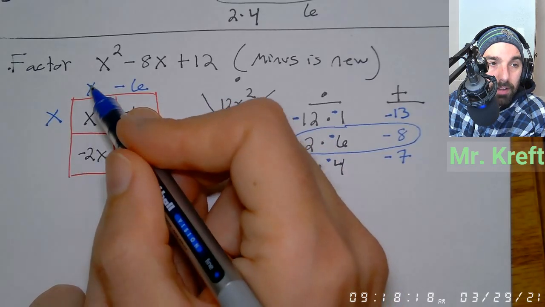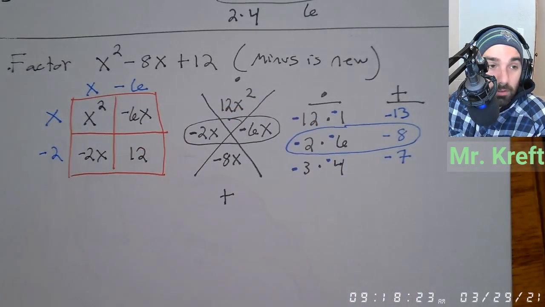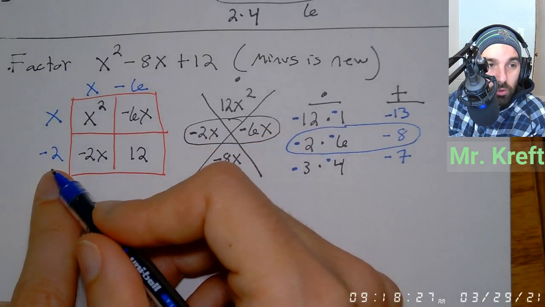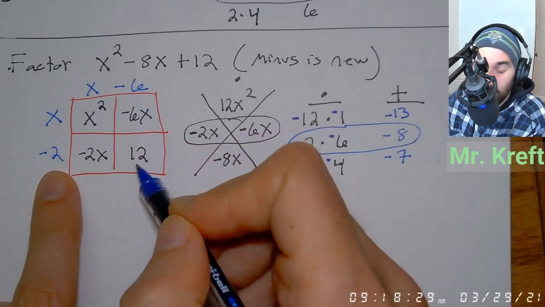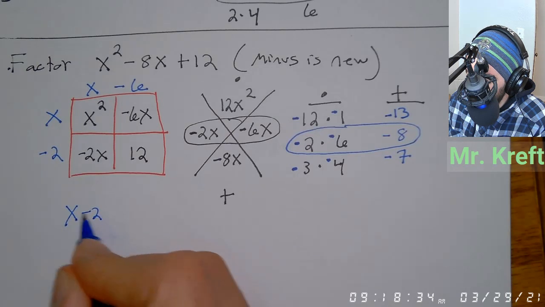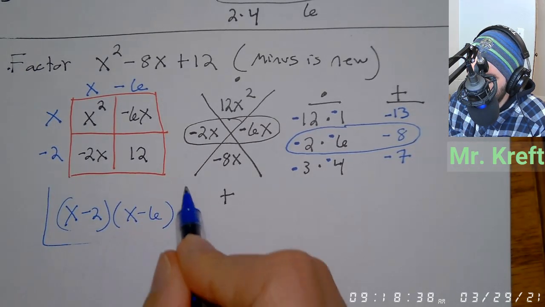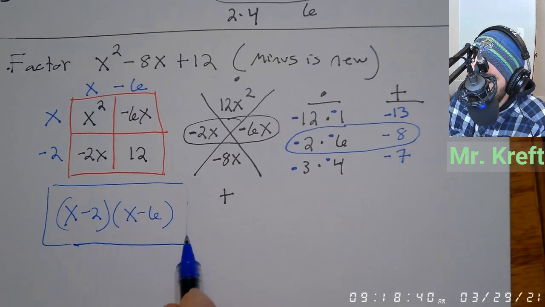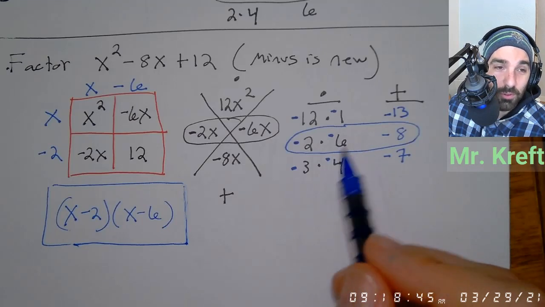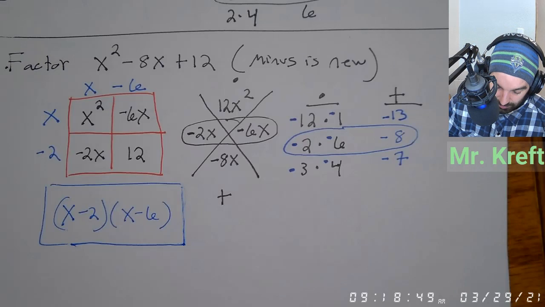Down here, I'm going to have x times what gives me negative 2x? Well, this is going to be a negative 2. And then we double check. Does negative 2 times negative 6 equal 12? It sure does. So my answer is x minus 2 times x minus 6. So again, the thing that's new is just when we're trying to find this, that's what's going to make it new. Okay?